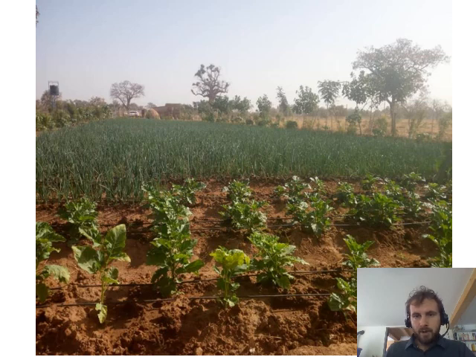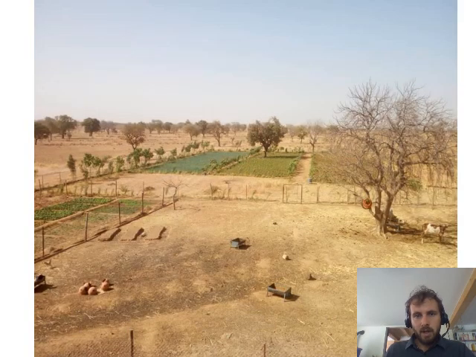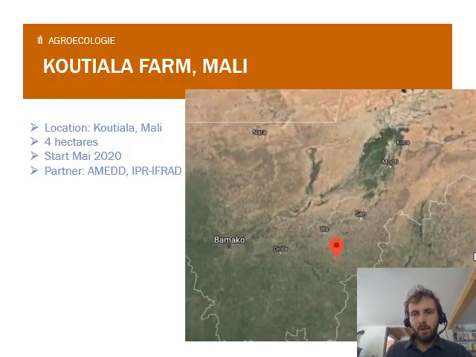Here, so onions and eggplants. Here a view from the water tank, where you can see in the dry season the green vegetable zone and the hedge which is starting to grow.